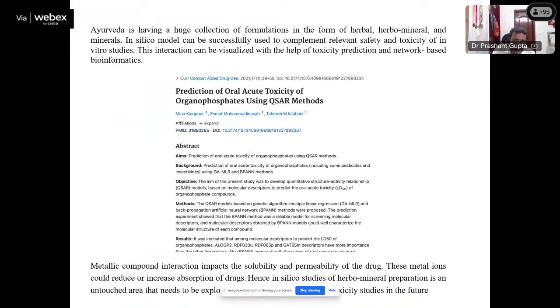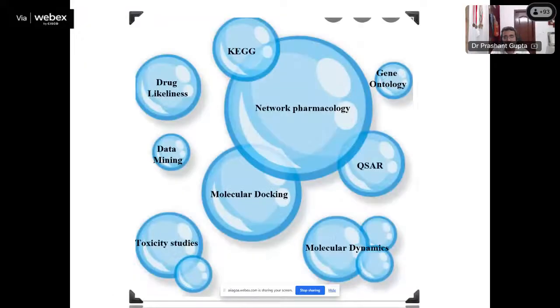What I'm trying to say is that for predicting the oral acute toxicity of organophosphates, we are not using organophosphates, but yes, we can use a QSAR model for predicting our own drugs which have minerals. So this is another area where we can do some good computation work. Metallic compound interactions, their solubilities, the permeabilities of the drugs, and how metal ions reduce or increase the absorption of the drug can also be predicted with the help of computation.